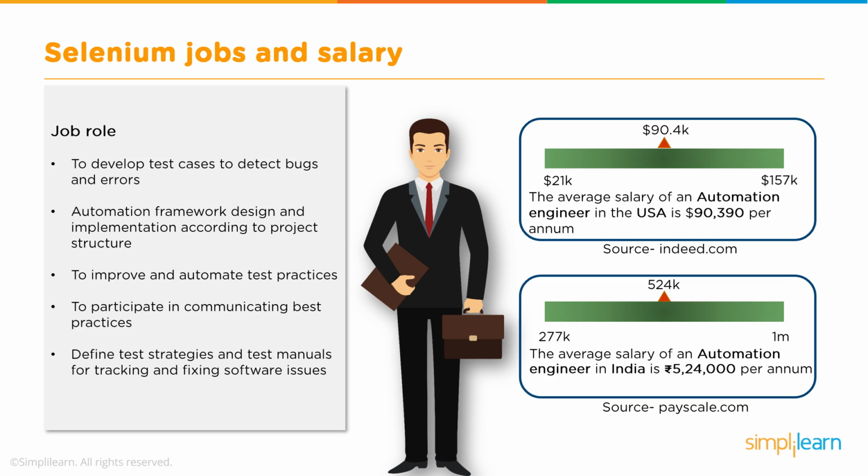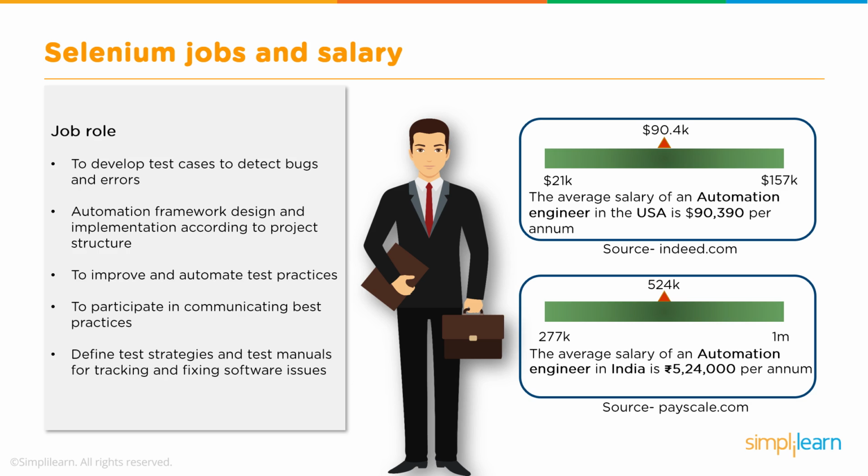Let's look at the compensation part of it. Compensation varies from company to company and it also depends on your experience level. According to the stats, if you look at the US market, it can vary anywhere from $21,000 to $150,000. The average could of course be somewhere around $90,000. And if you look at the Indian market, it ranges anywhere from 2 to 10 lakhs per annum for a startup, with an average of 5 lakhs. The more experience you get, the better the compensation package is going to be. And the market has always been very lucrative for automation engineers.